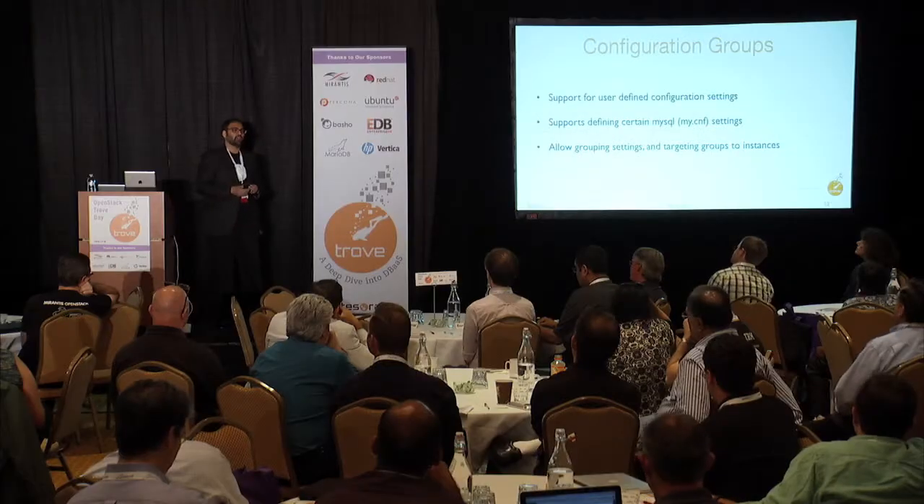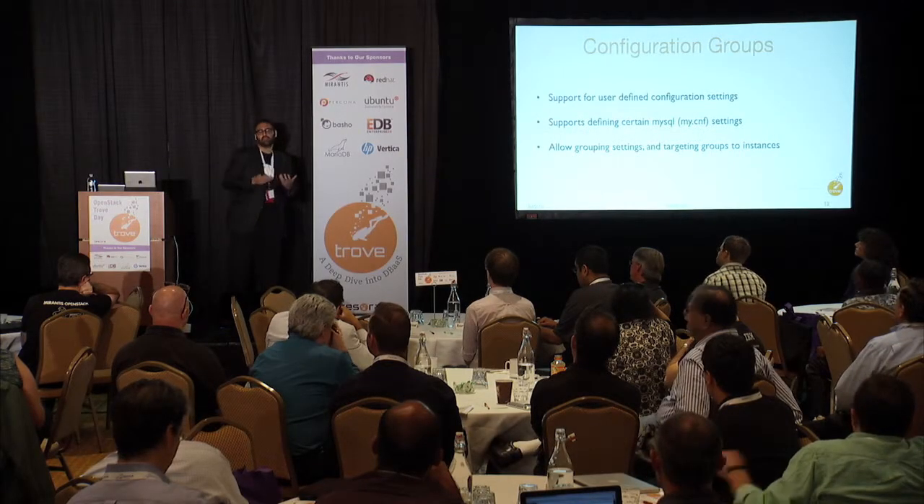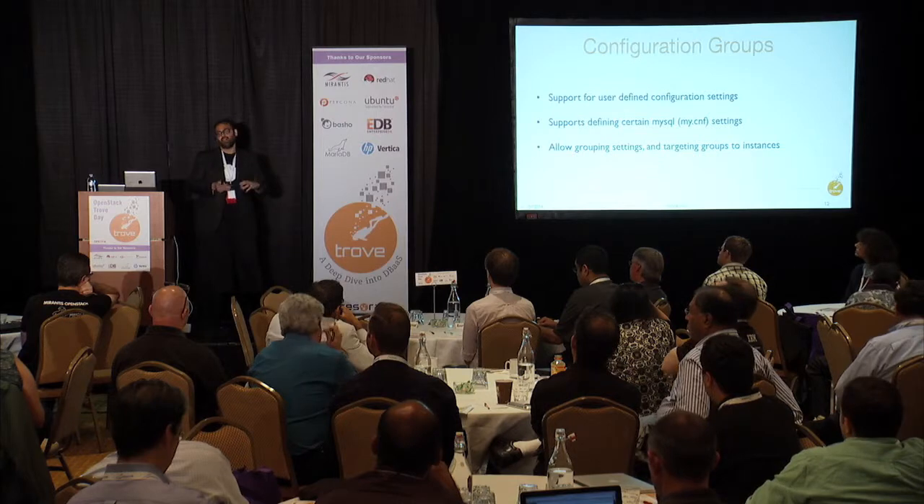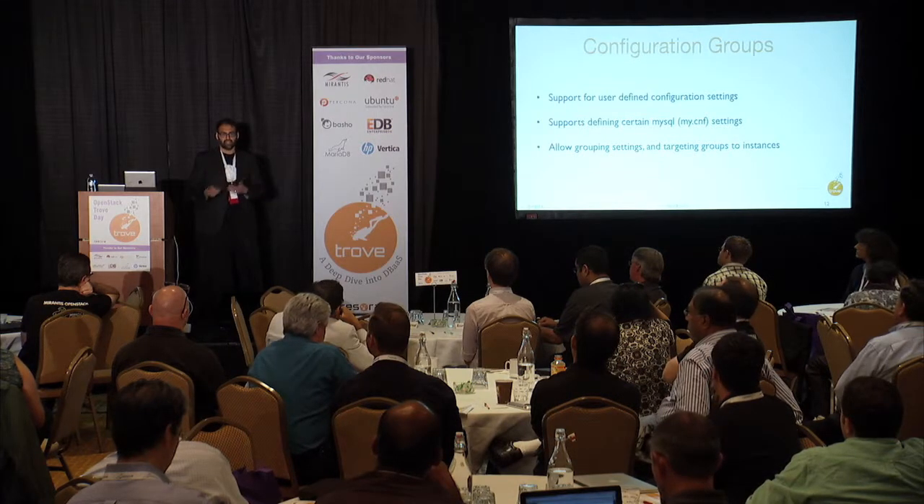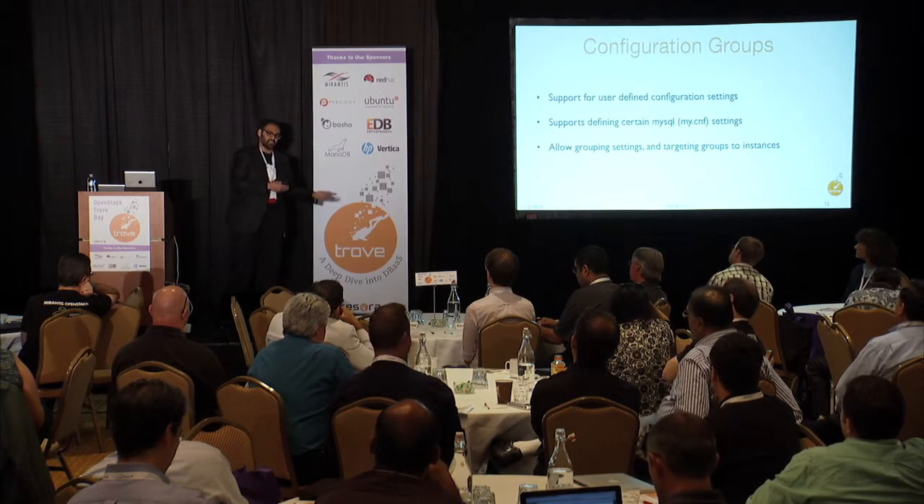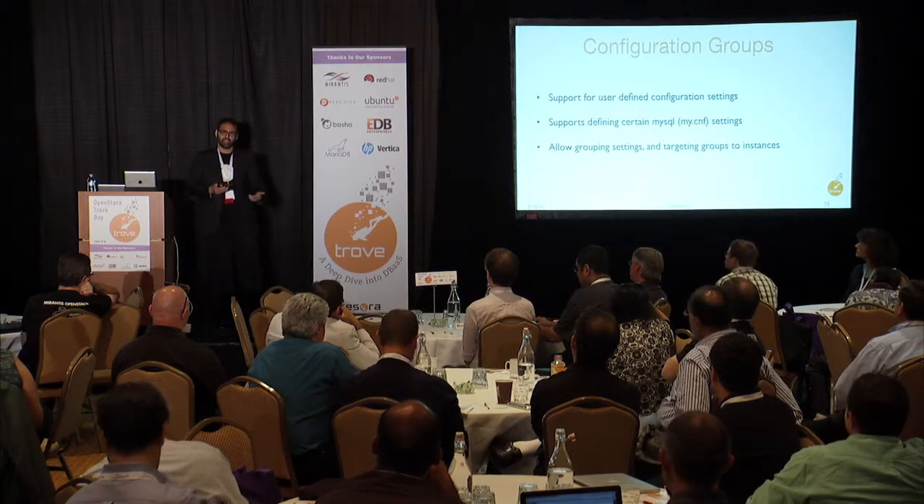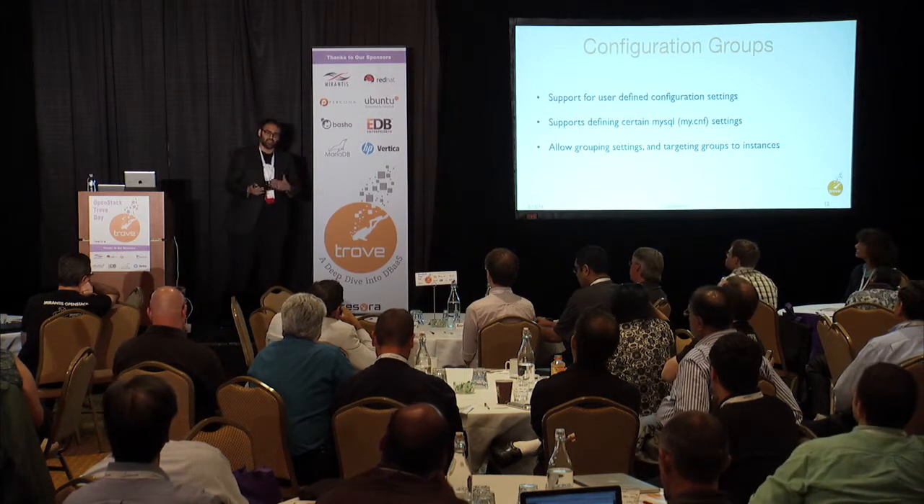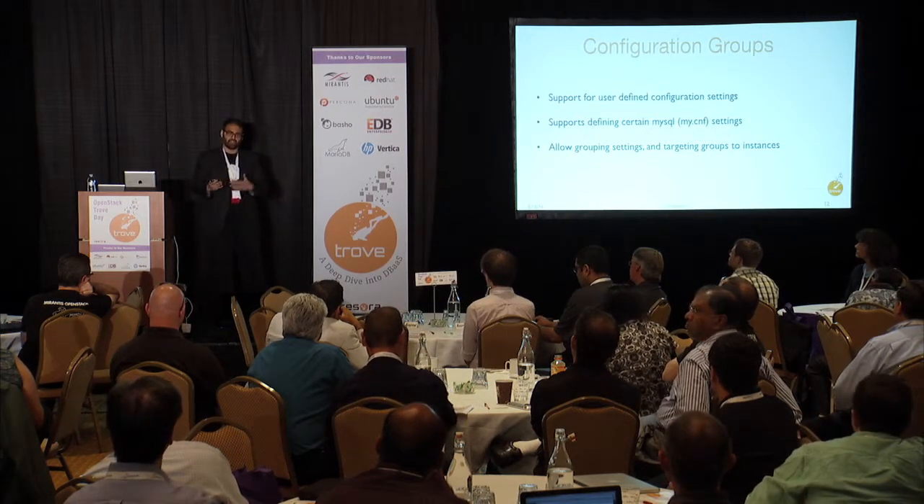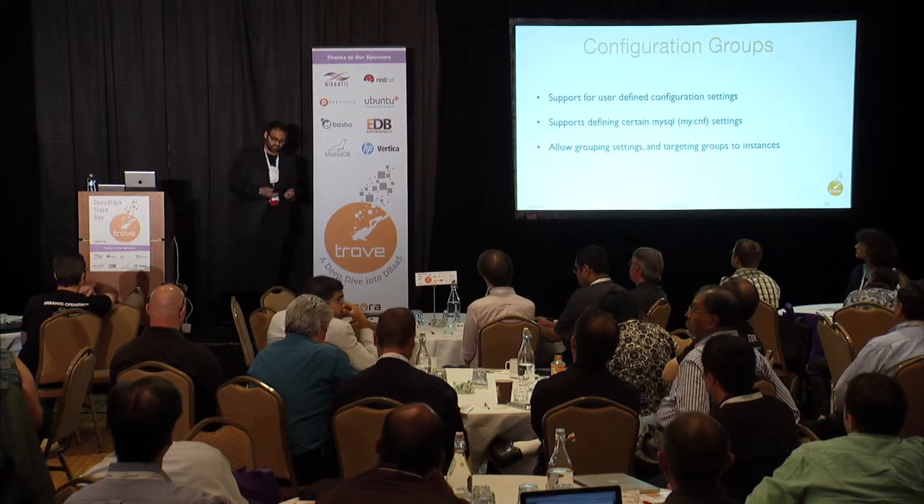Then Trove allows you to group these settings and target these groups to certain instances. So say you have a production DB that you need to be able to set X, Y, and Z settings, but in addition to setting those, you also need to set A, B, and C for certain test databases. Trove allows you to do that, so you basically have different groups targeted at different instances.